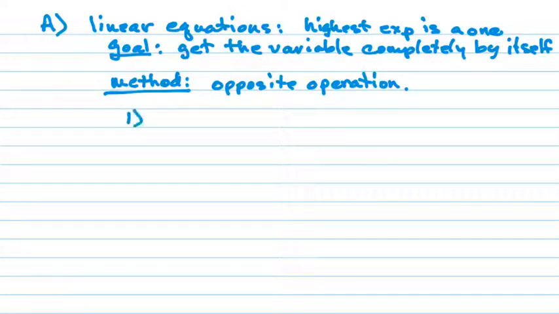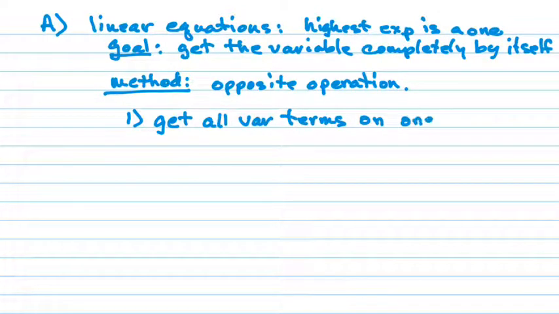So first, get all variable terms on one side. Now remember, all of the building blocks of algebra are terms, and a variable term is any term that has a letter in it. Yeah? Okay, so any term that has a letter in it needs to be on one side. Now, did I say on the right-hand side or the left-hand side? Nope. Doesn't make the slightest bit of difference to me.